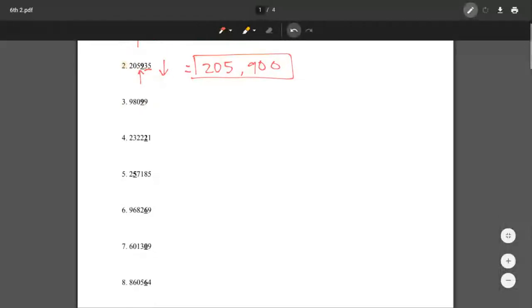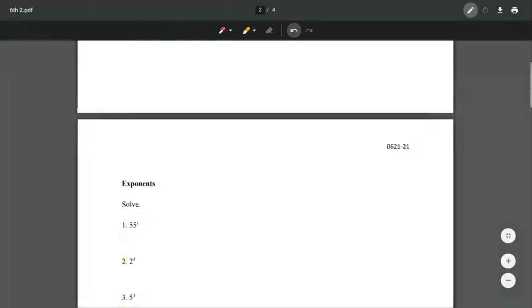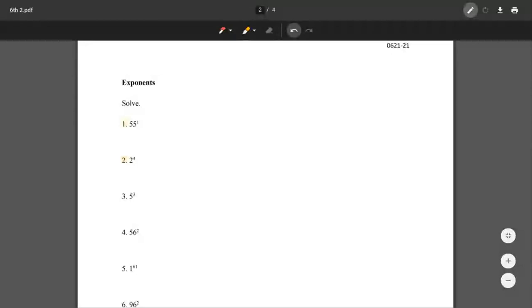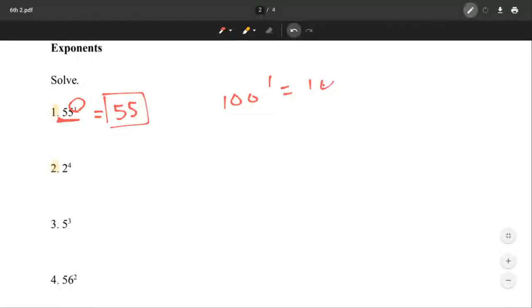So go ahead and give the rest a try. And then let's move on to our next page. Exponents. So number 1, we have 55 to the power of 1. And we know that it's 55, right? Because anything to the power of 1 is itself. So let's say 100 to the power of 1 is 100, right? 1,000 to the power of 1 is 1,000, so on and so forth.